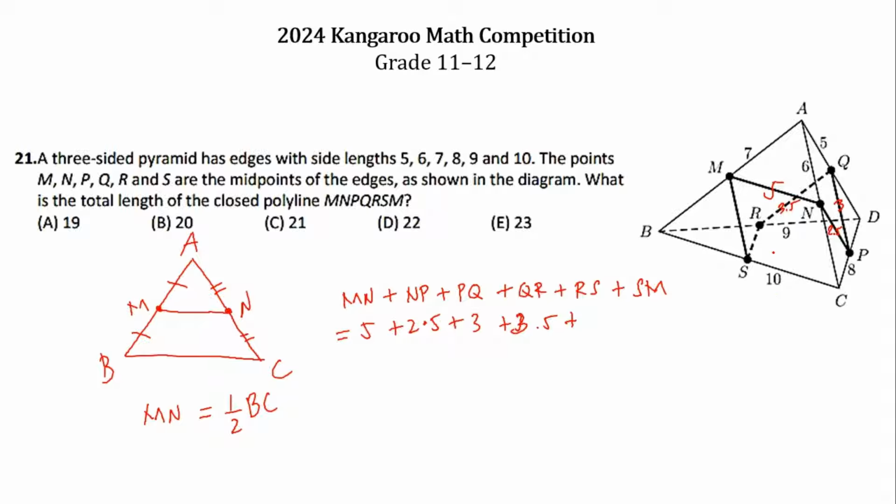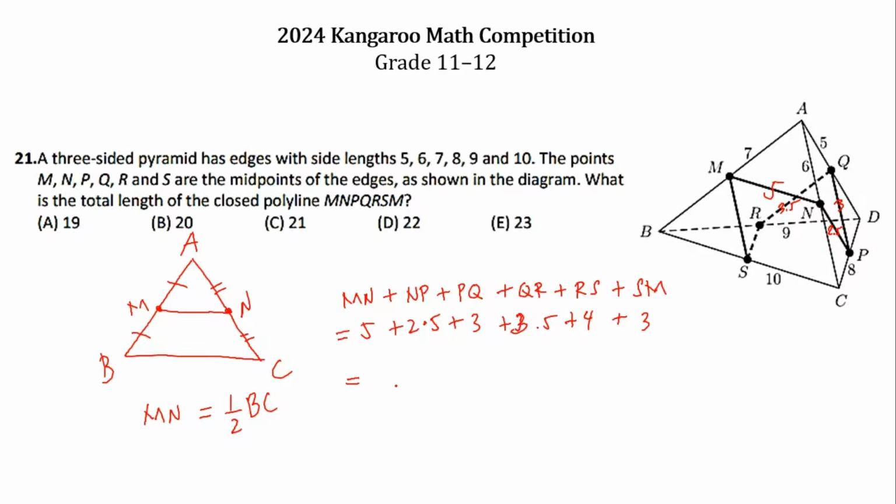RS, on the other hand, is parallel to CD. And CD is 8. So half of 8, that's 4. And finally, we have SM. SM is parallel to AC. And take note, AC is 6. Half of 6 is 3.